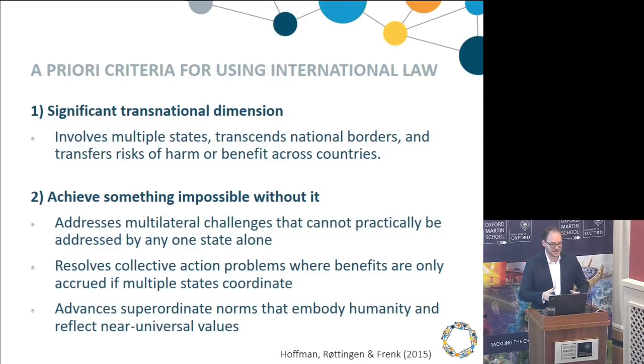But that's not enough. In our criteria, what we had thought of was that you also need to be able to achieve something impossible with international law that you couldn't do without it. And the reason for that is recognizing that there's major costs in using international law. So what would be something that we could achieve sometimes with international law that you can't achieve elsewhere? Well, it would have to be a law that addresses a multilateral challenge that cannot practically be addressed by any one state alone. Or it could be something that's resolving a collective action problem where benefits are only accrued if multiple states coordinate. Or alternatively, it could be something that's advancing a superordinate norm that embodies humanity and near universal values. That was the best we could do a few years ago in trying to think through what such criteria would look like.